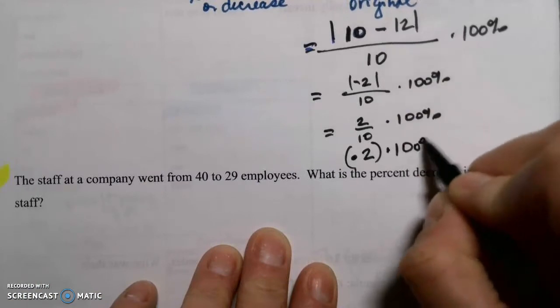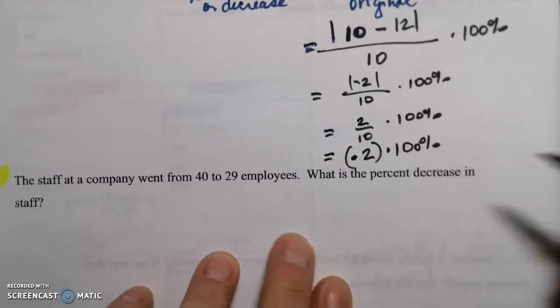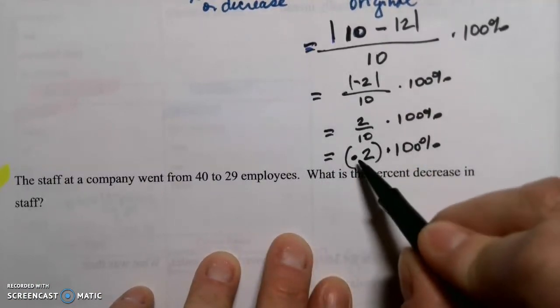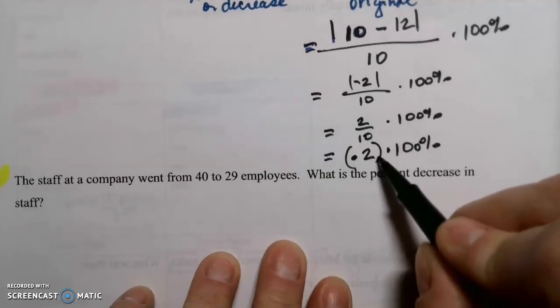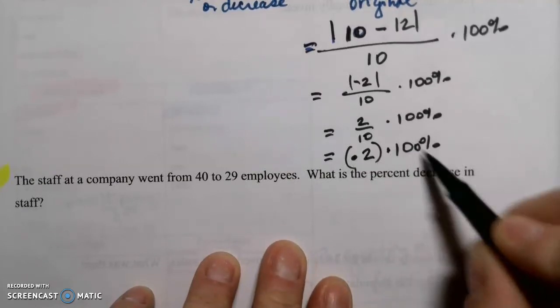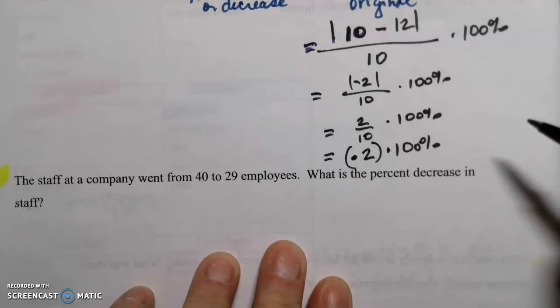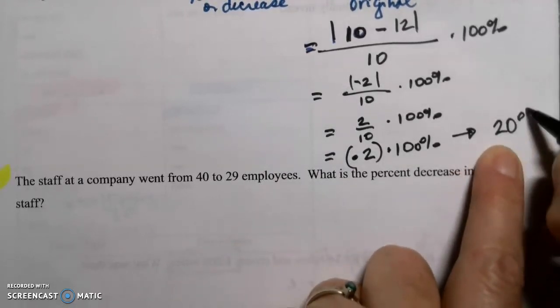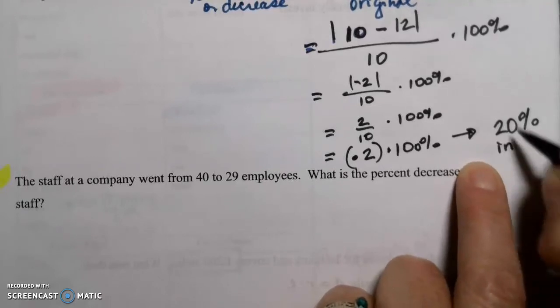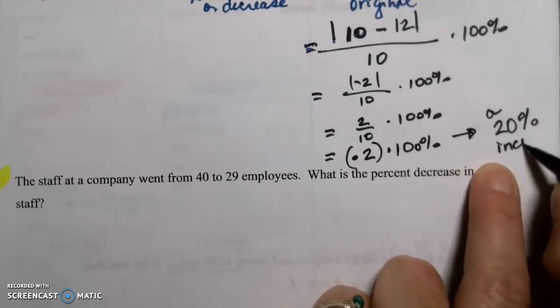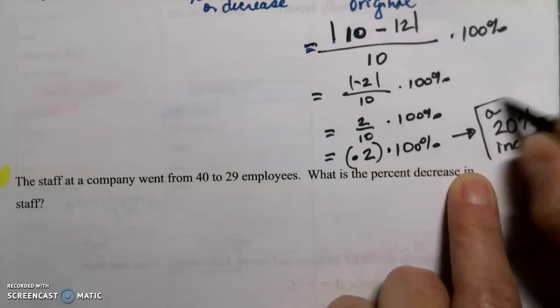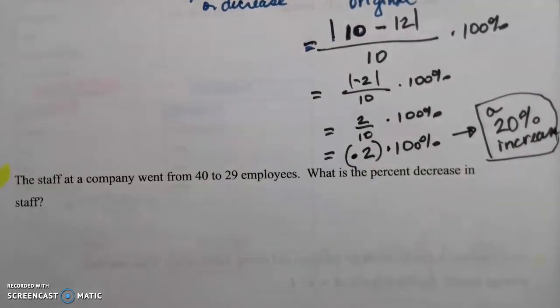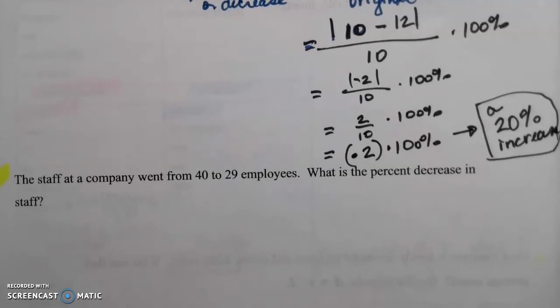times 100%. So that essentially means we are multiplying this by 100, moving the decimal point 2 places to the right and putting the percent symbol on because we're multiplying by a percent. So this is going to be a 20% increase. So Anne got a 20% increase in pay when she went from $10 to $12.